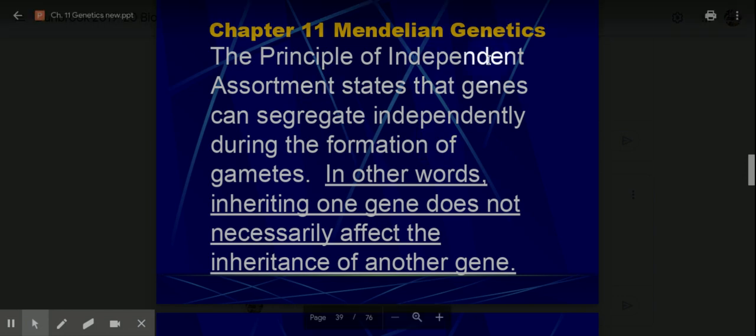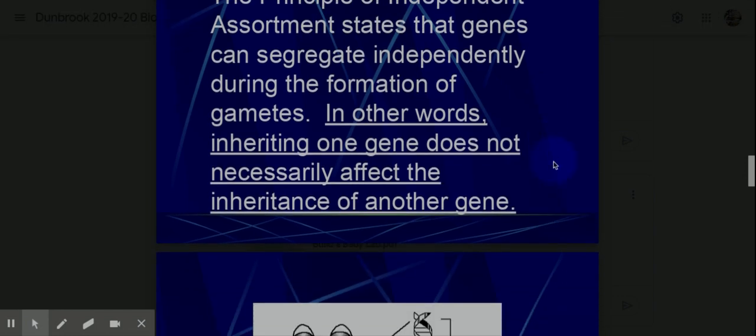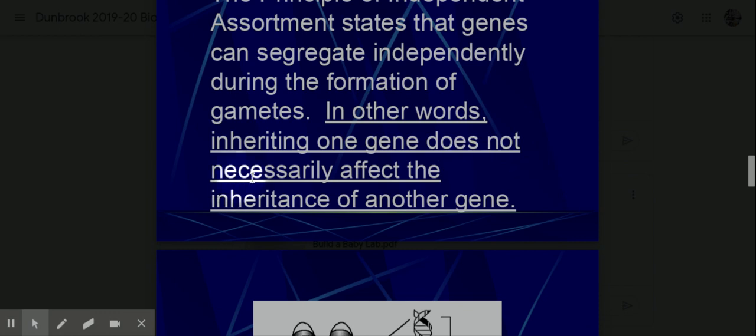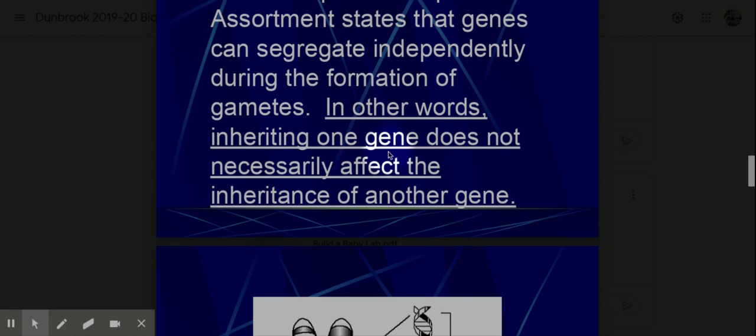Again, this also adds to diversity, right? Gives us more variety. In other words, inheriting one gene does not necessarily affect the inheritance of another gene. Keep in mind, though, these genes must have been on different chromosomes. Otherwise, you would have inherited, or the plants would have inherited them together.